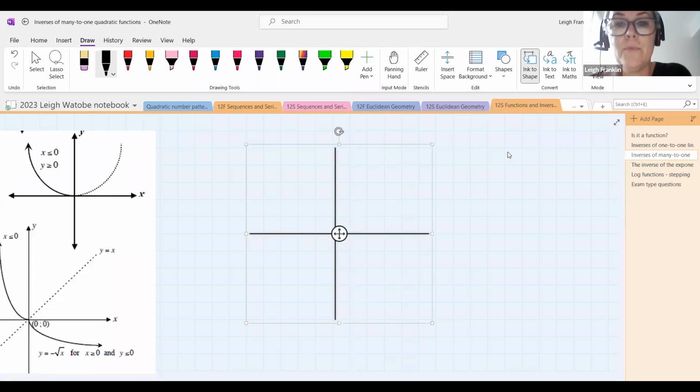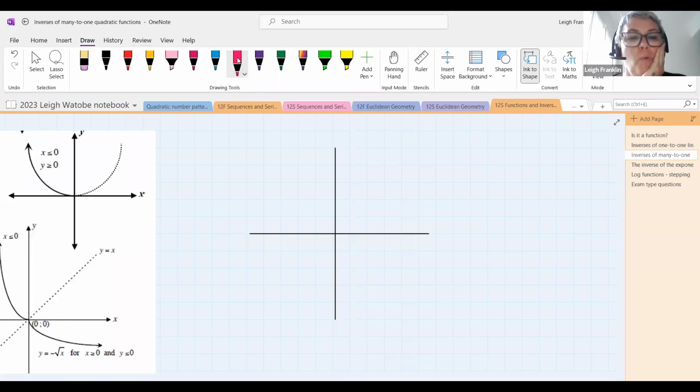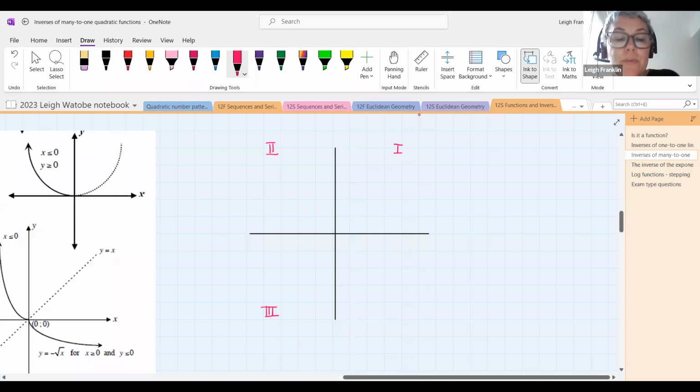There we go. All right, so we've got a Cartesian plane on the board. When we sketch a normal one, there are the quadrants. So we know that this quadrant over here is called quadrant number 1. This quadrant over here is always quadrant number 2. This quadrant over here is always quadrant number 3. And this quadrant over here is always called quadrant number 4.